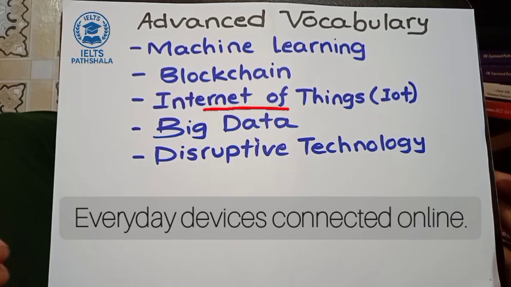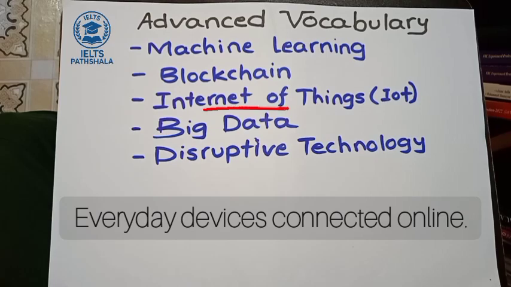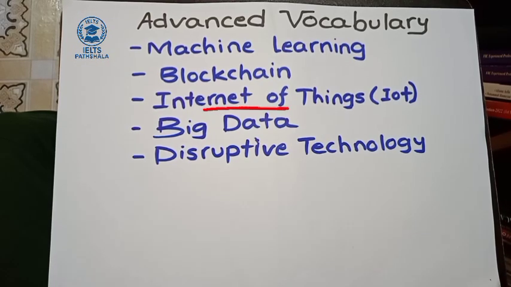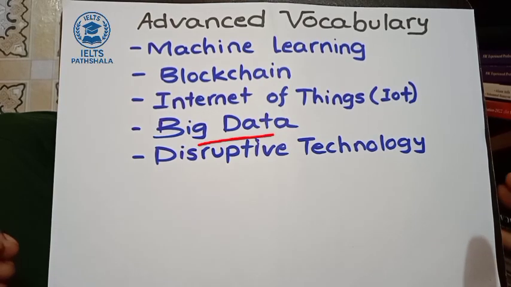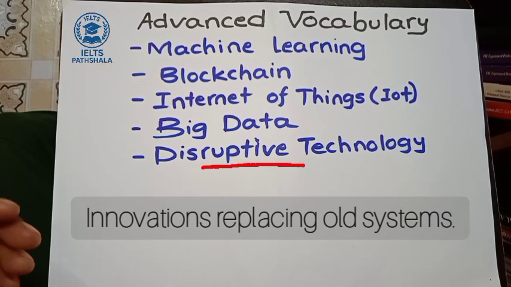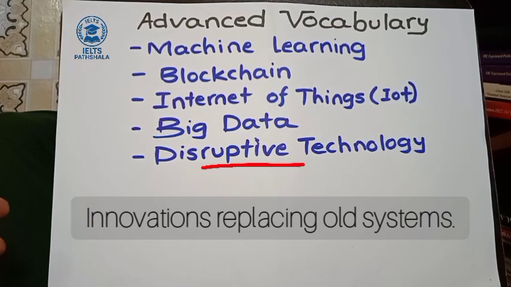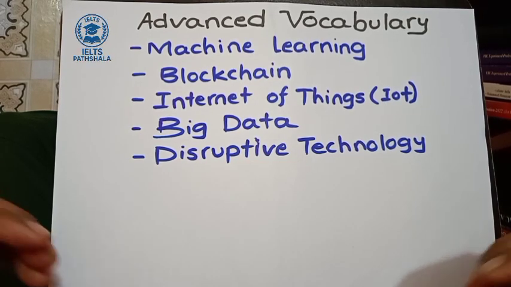Internet of Things, everyday devices connected online. Example, smart fridges are part of the Internet of Things. Big data, huge datasets analyzed for patterns. Example, big data helps predict consumer trends. Disruptive technology, innovations replacing old systems. Example, streaming services are disruptive technology. Use these to impress examiners.